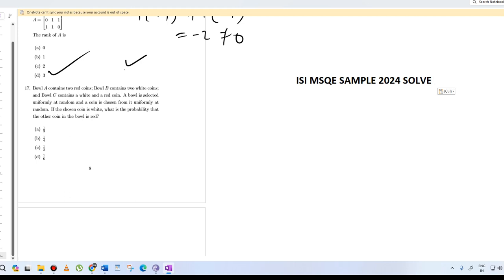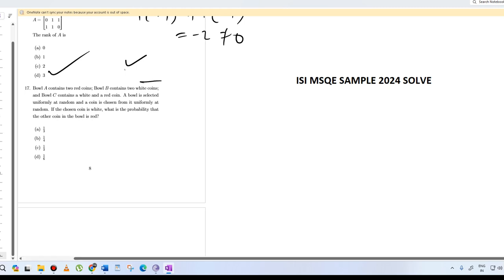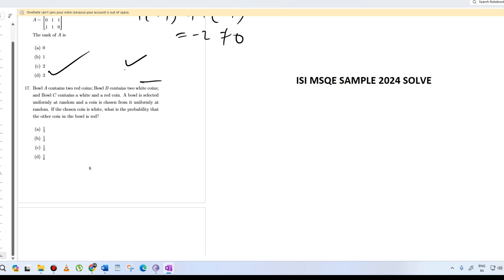Question number 17. Bowl A contains two red coins. Bowl B contains two white coins. And bowl C contains one white and one red coin. A bowl is selected uniformly at random. A coin is chosen uniformly at random. If the chosen coin is white, what is the probability that the other coin is red?